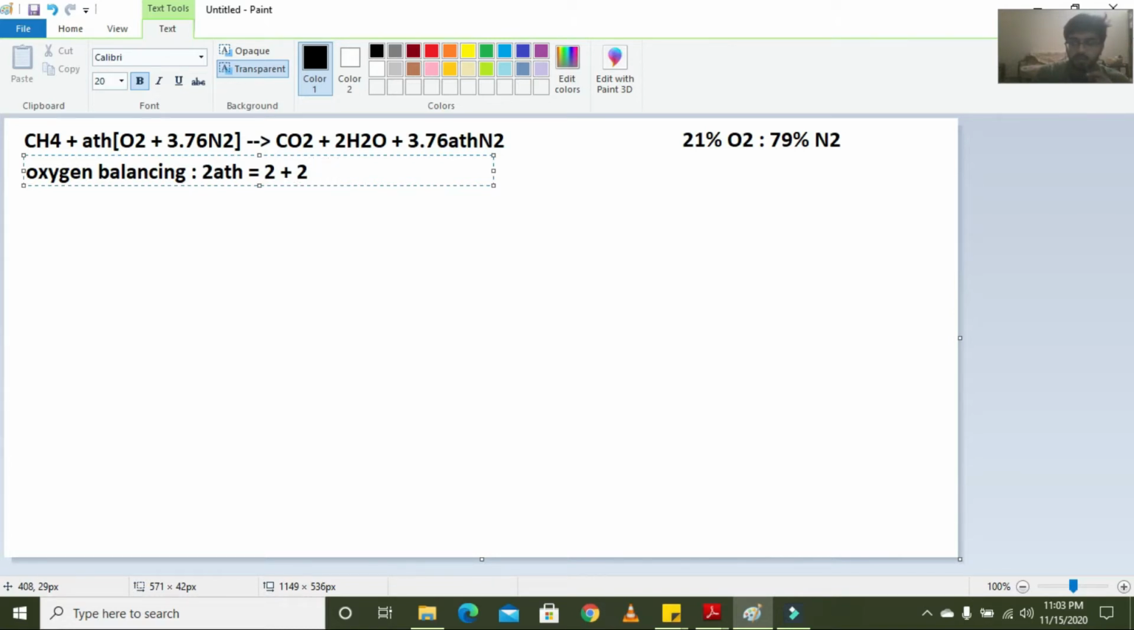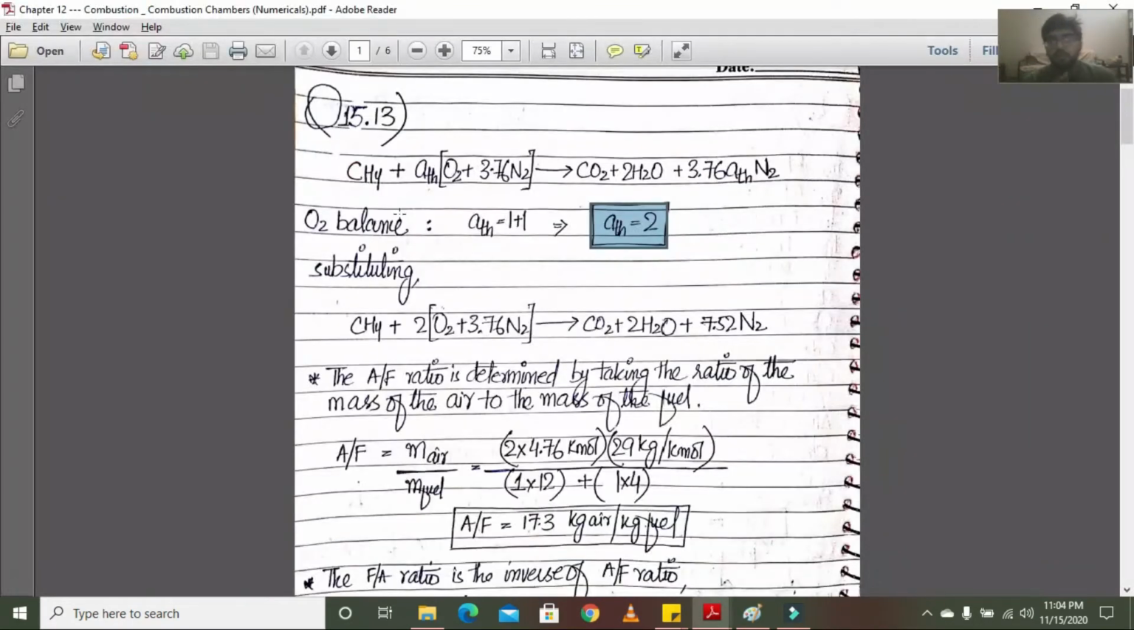So the equation would have become like this, and we would have solved it to get the value of ATH. Again that would have come out to be 2. So it doesn't matter either if we balance the oxygen atom or if we balance the oxygen molecule. So okay, now coming back towards the solution, I have explained both methods of either balancing the oxygen molecule or balancing the oxygen atom.